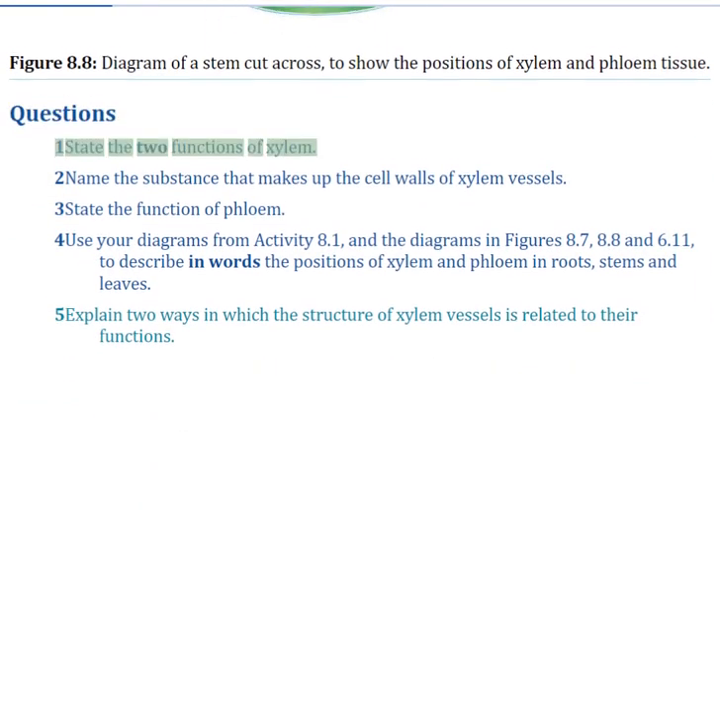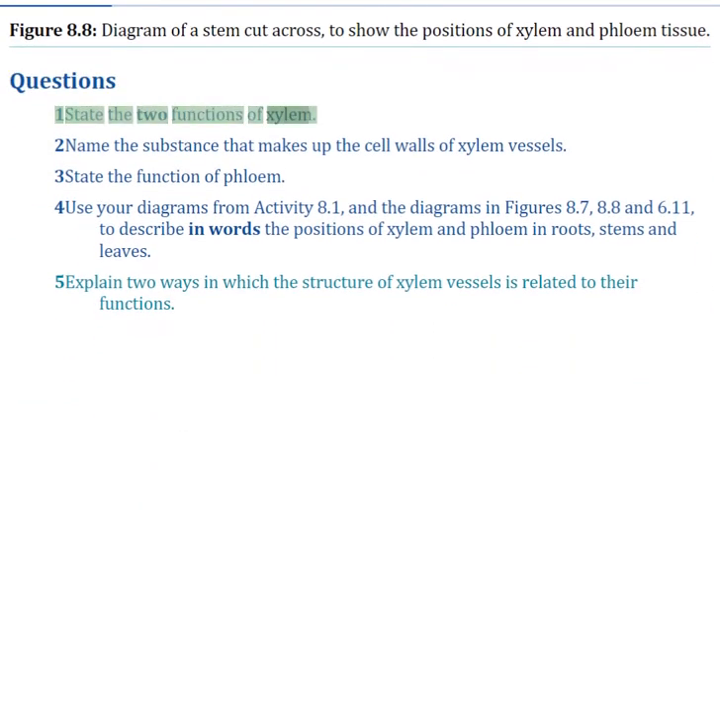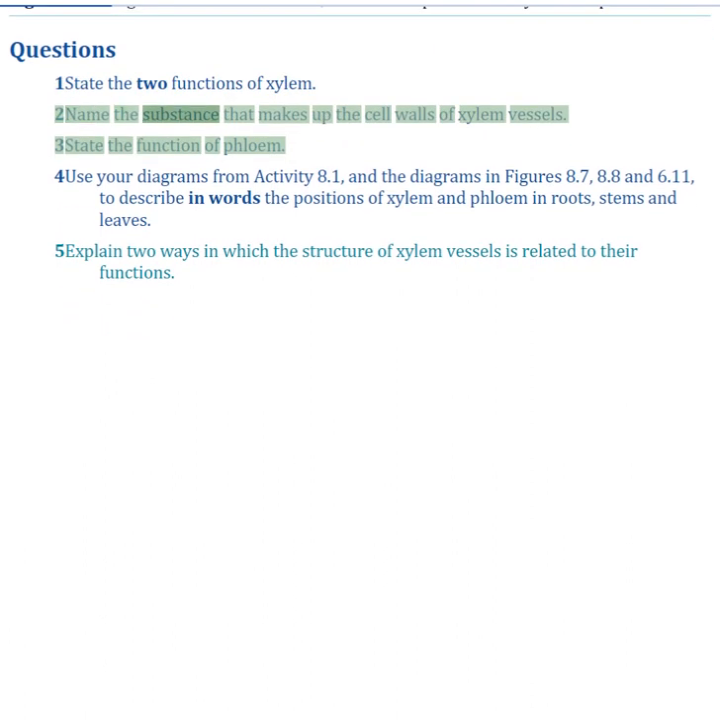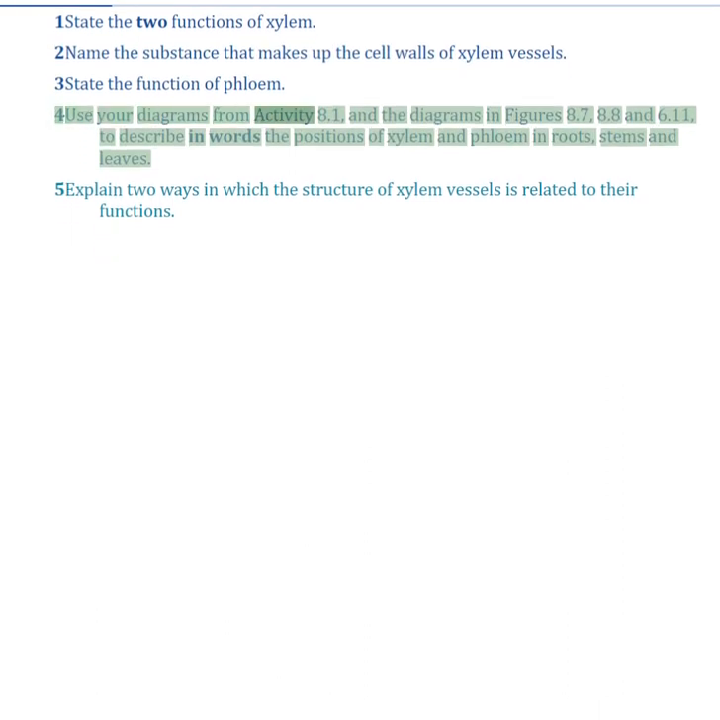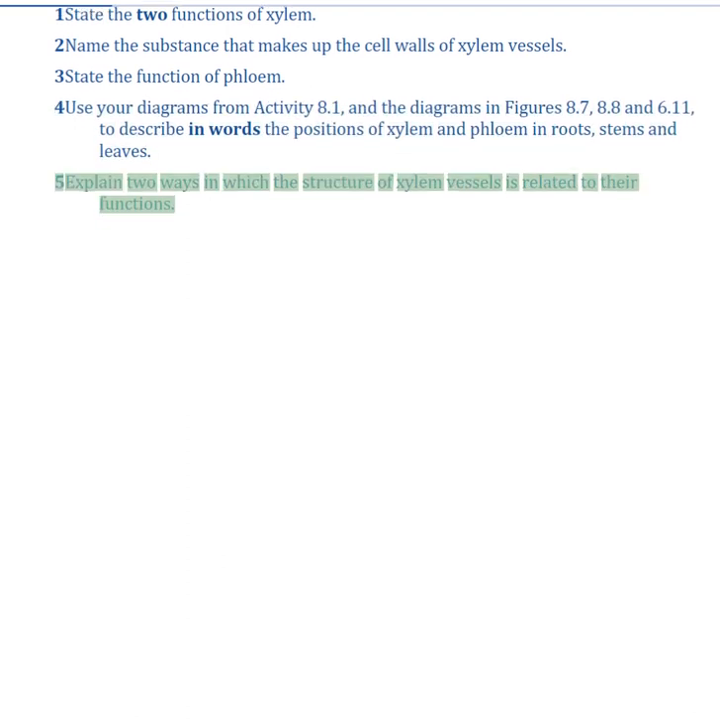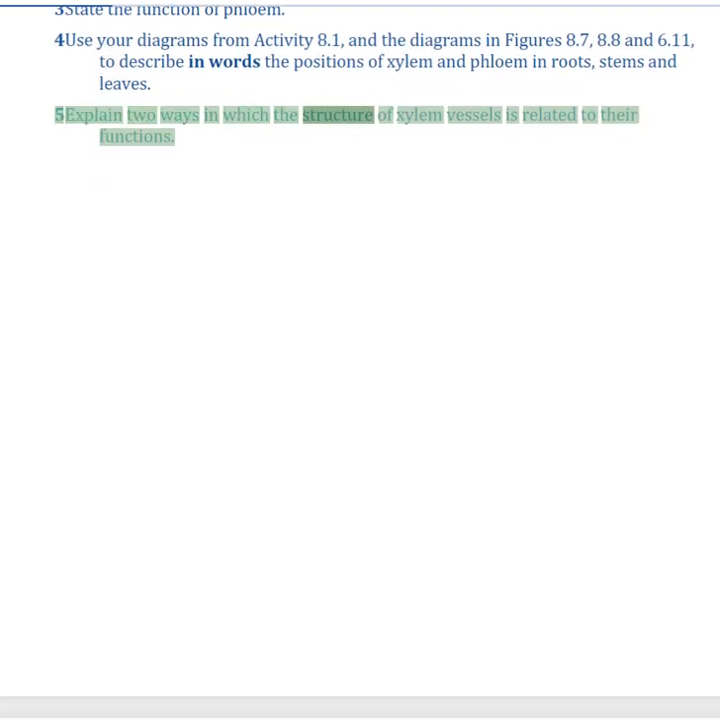Questions. 1. State the two functions of xylem. 2. Name the substance that makes up the cell walls of xylem vessels. 3. State the function of phloem. 4. Use your diagrams from Activity 8.1, and the diagrams in Figures 8.7, 8.8 and 6.11, to describe in words the positions of xylem and phloem in roots, stems and leaves. 5. Explain two ways in which the structure of xylem vessels is related to their functions.